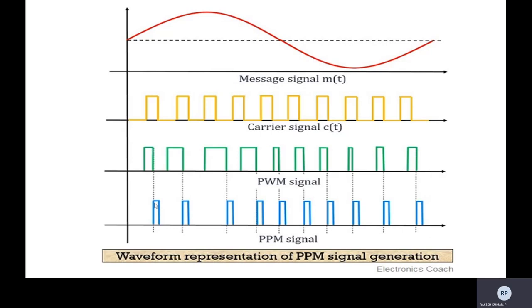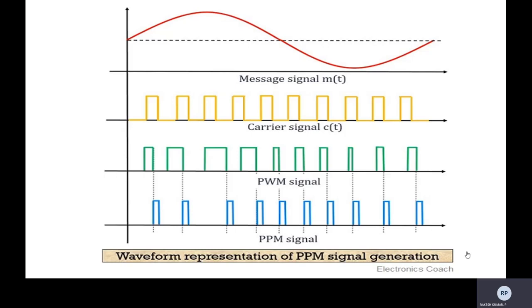Here the width of all the PPM signal pulses is the same. The only difference is position. For example, the spacing between these two pulses is x, and the spacing between these two pulses is 1.5x. This means the width is the same, but the spacing or the position varies. So this graph clearly indicates the pulse width modulated signal and the PPM signal.